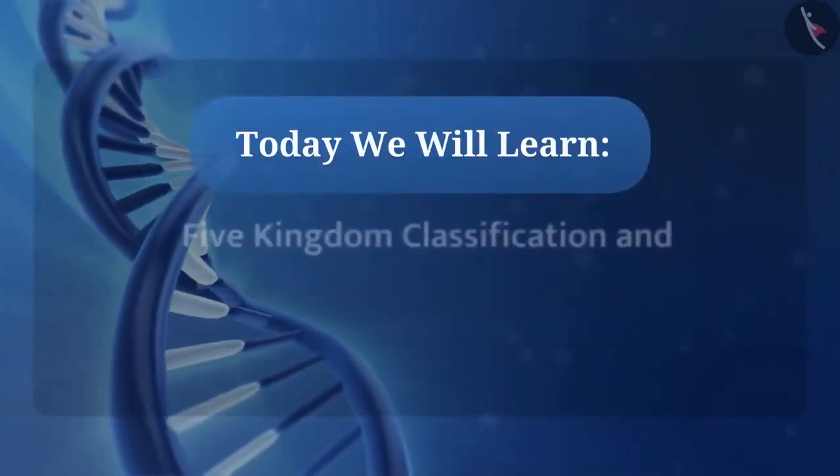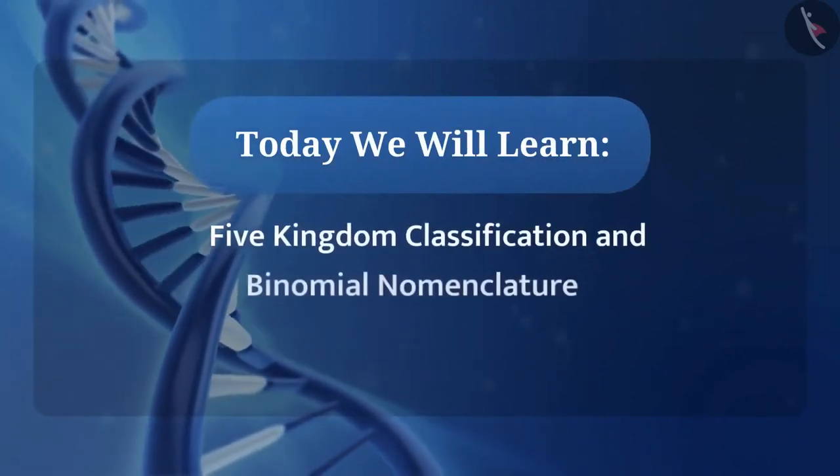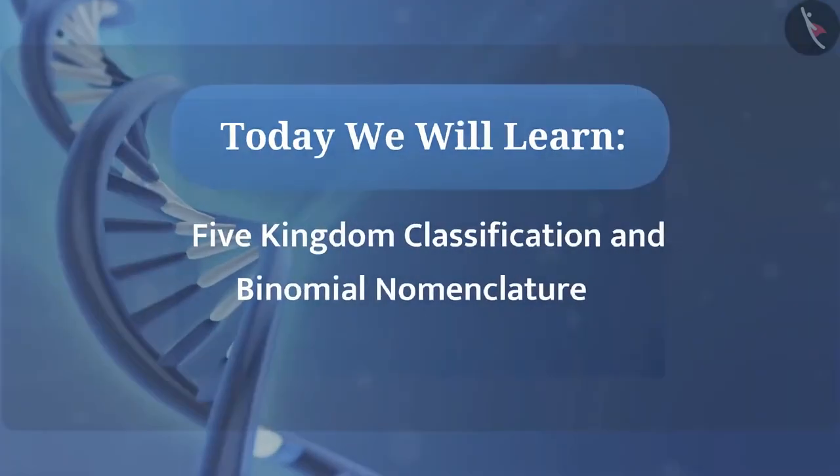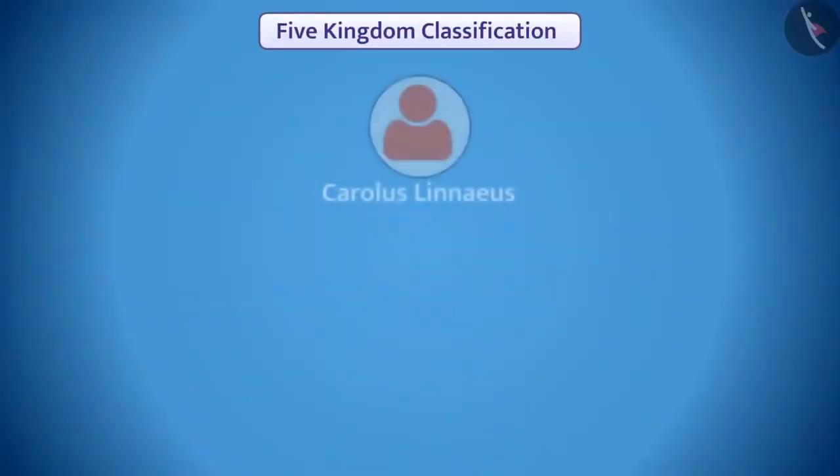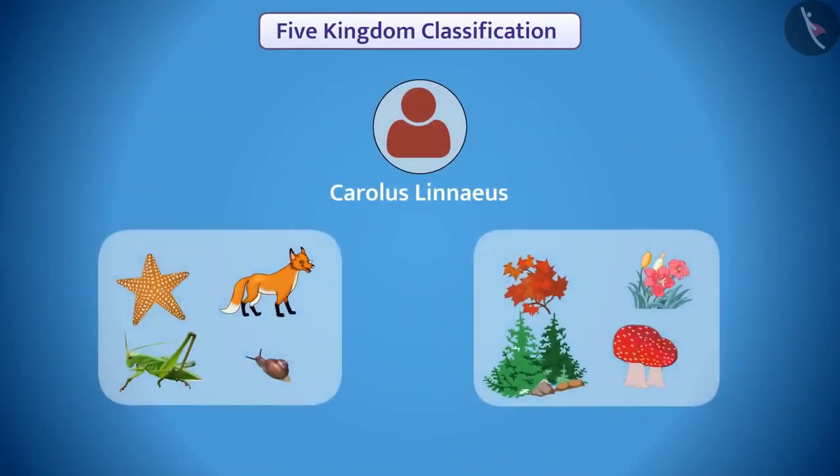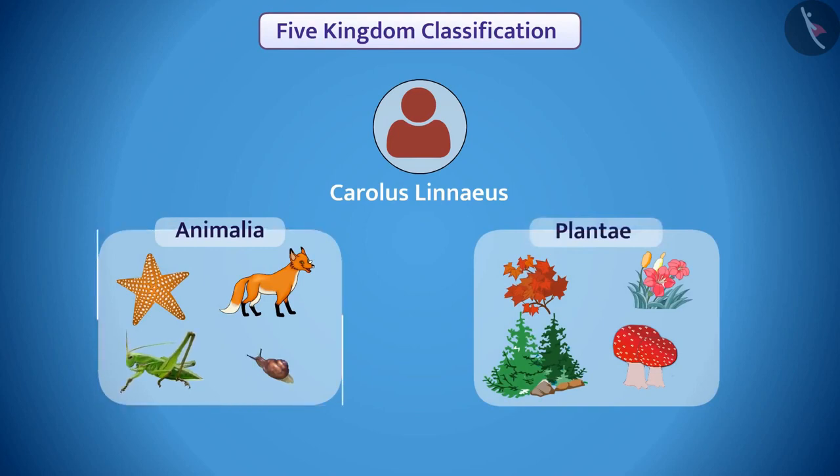Today we will learn five kingdom classification and binomial nomenclature. In the beginning, Carolus Linnaeus divided the organisms into two kingdoms. One was Animalia and the other was Plantae. This classification was made on the basis of mobility of the organism. Those organisms which can change their place are kept in the kingdom Animalia, and those organisms which cannot change their place are kept in the kingdom Plantae.